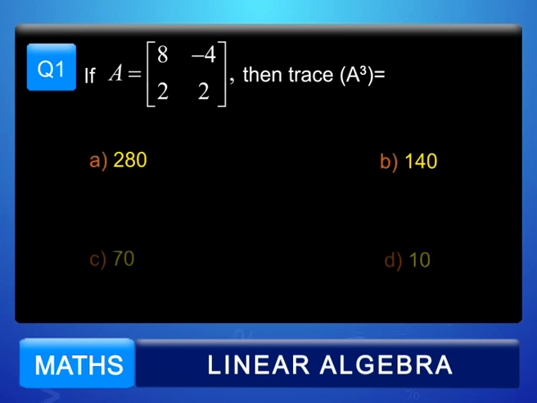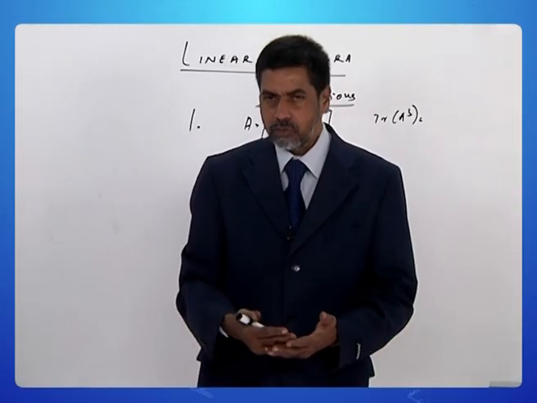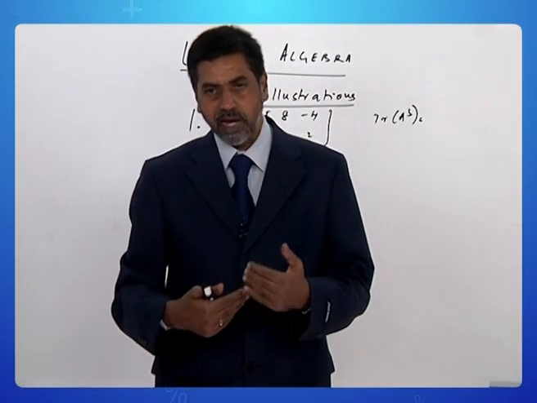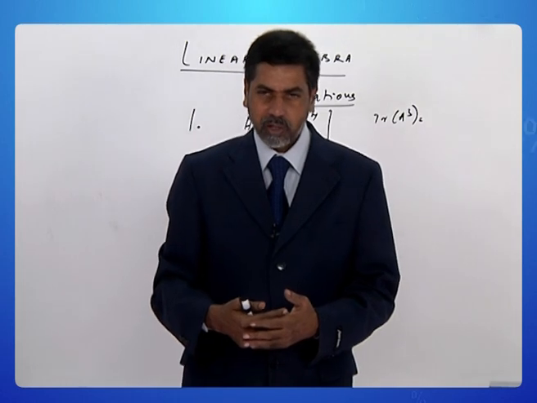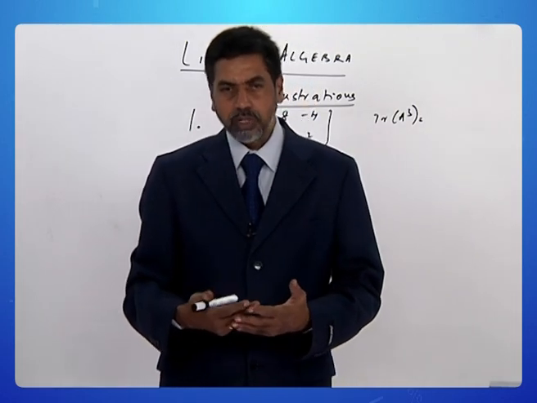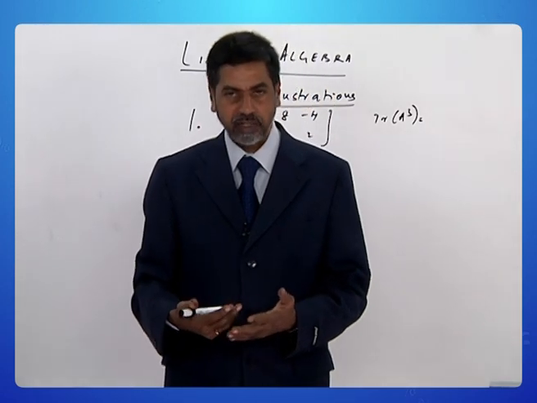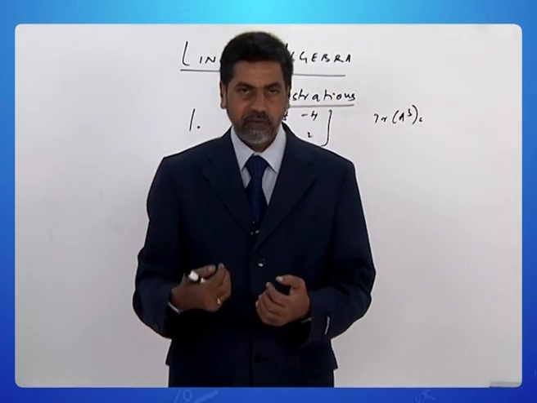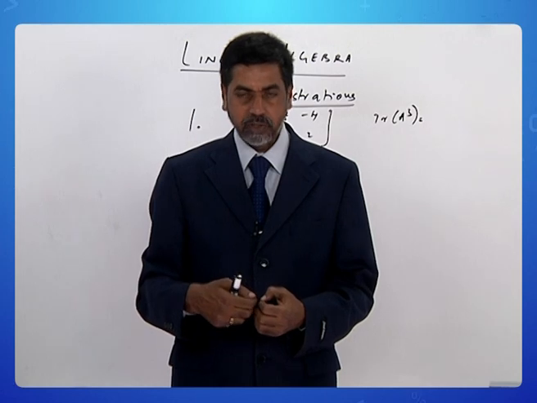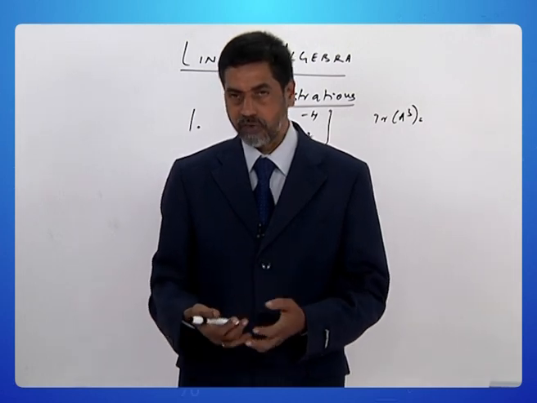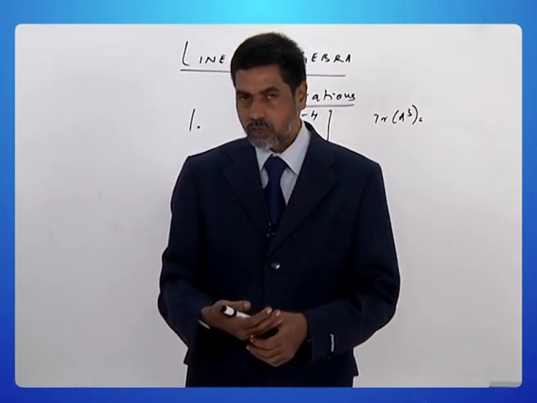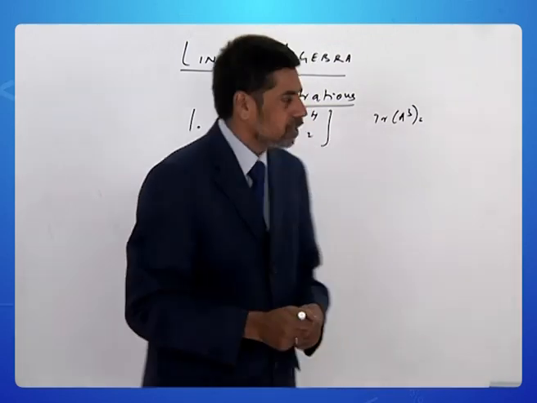Okay, let's take the first question. If A is a matrix 8 minus 4 2 2, what will be the trace of A cube? Now all of us know trace of A cube is the sum of the diagonal elements of A cube. But a student who knows the eigenvalue problem will never find the A cube matrix and then take the trace. Instead, he will find the eigenvalues of A and then use a special property by which the trace of A cube can be predicted. So let's find the eigenvalues of A.